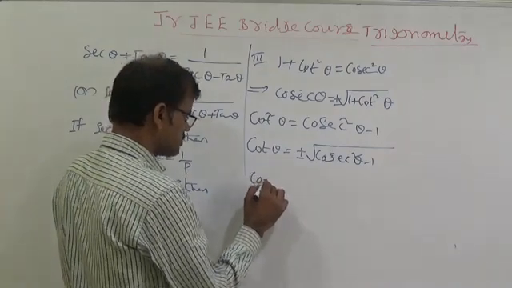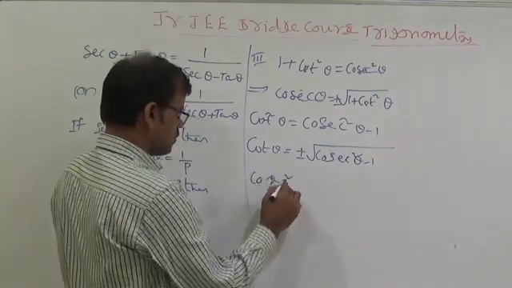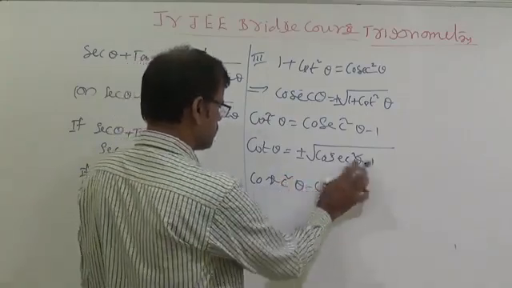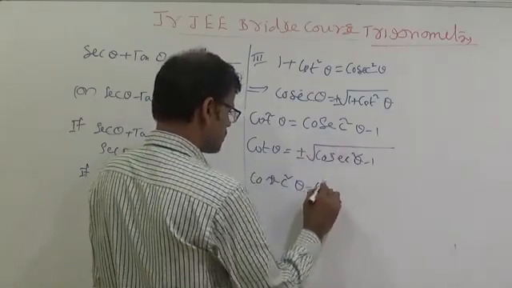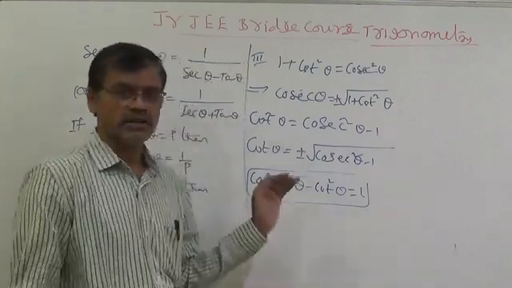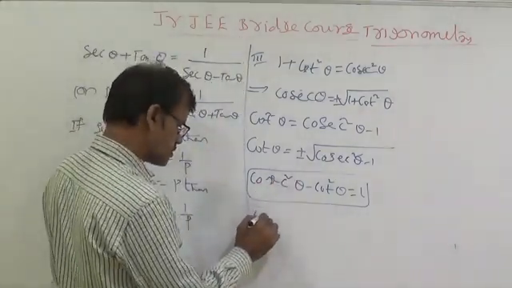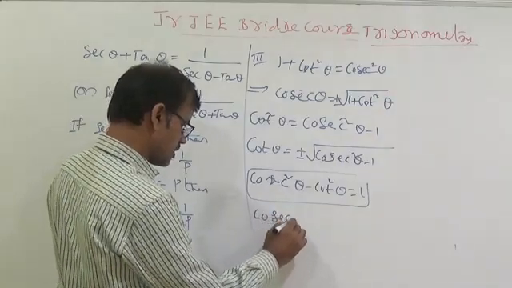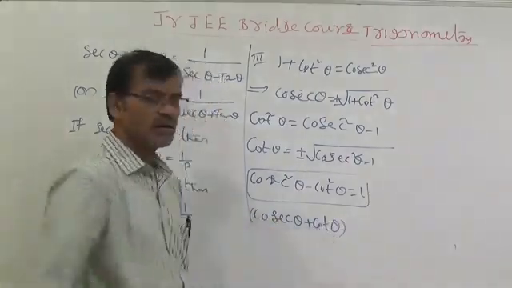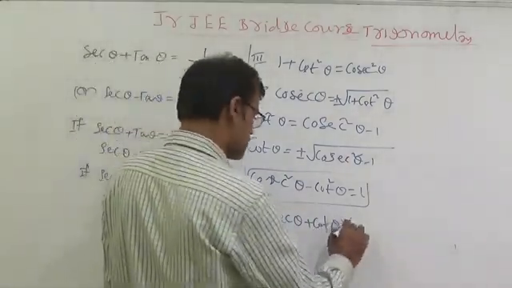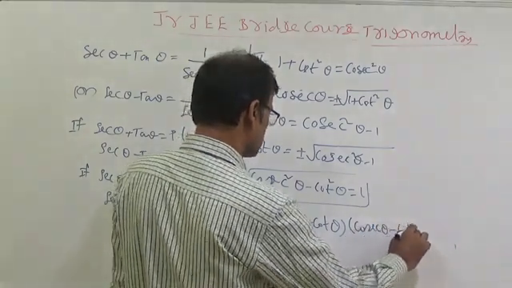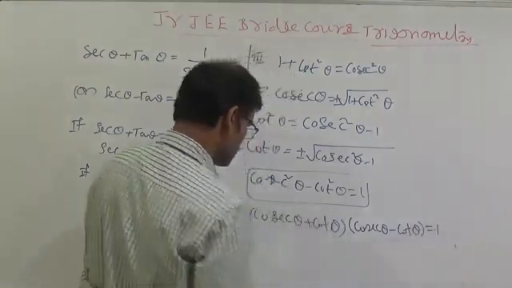Next one, using the identity, we can write cosecant square theta minus cot square theta equal to 1. Depending on this, you can write cosecant theta plus cot theta into cosecant theta minus cot theta equal to 1.